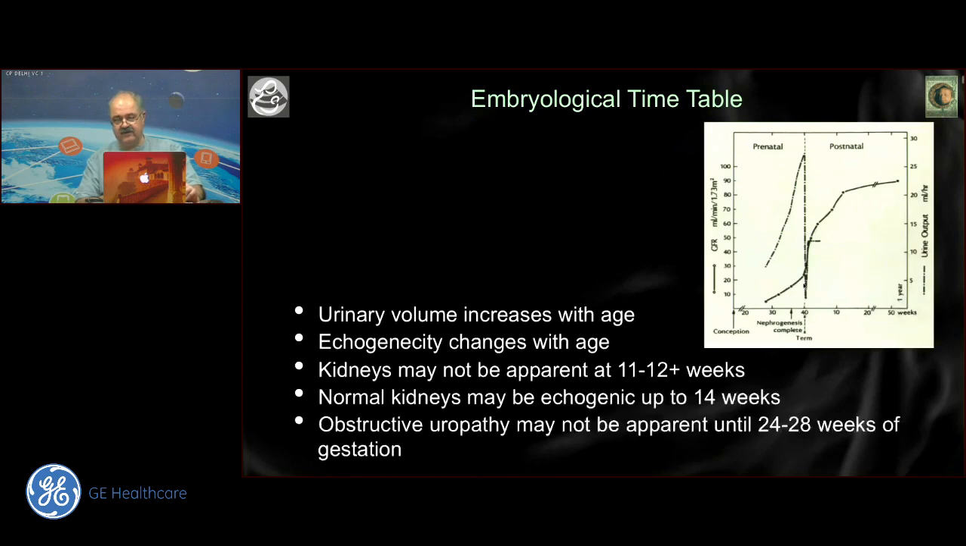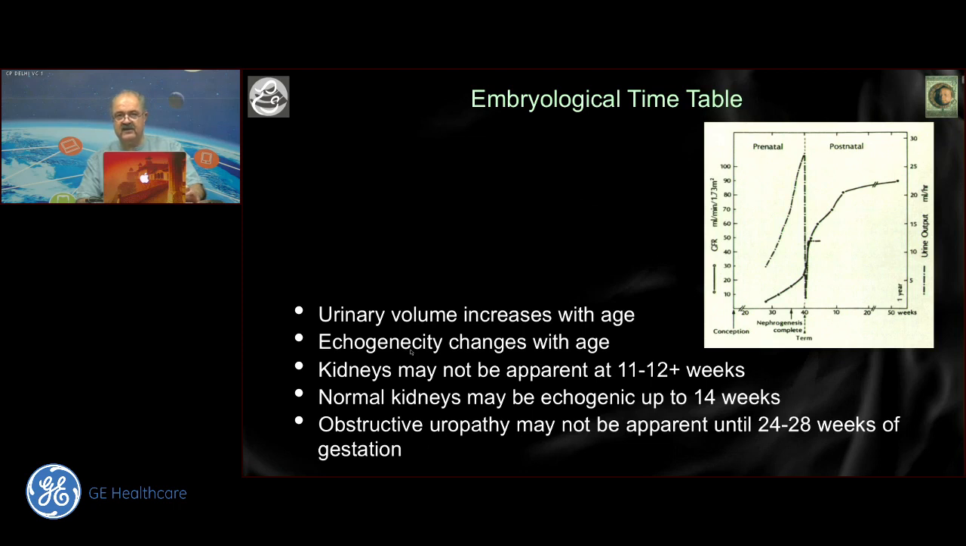Do remember that there is an extremely important embryological timetable for the kidney. And one is that urinary volume actually increases with fetal age, and the echogenicity also changes with age. We have echogenic kidneys at the 11 to 14 weeks window. We have kidneys that look like kidneys by 24 weeks.